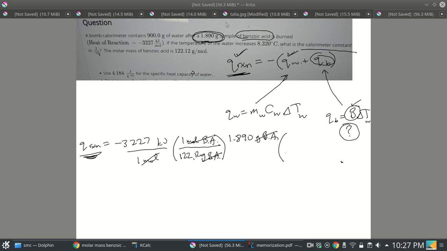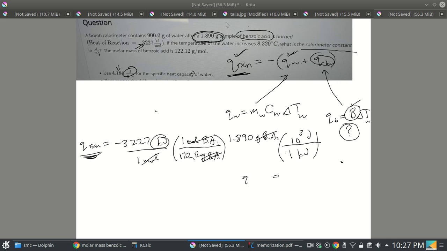And now I'm done with the grams, done with the moles. I just have kilojoules. But I want this to be in joules. Why? Because the specific heat capacity that I'm going to use later is given in joules. So either I got to convert this to kilojoules or I got to convert this to joules. I think it's easier to convert this to joules. It's just a matter of opinion. So 1 kilojoule is 1,000 joules.